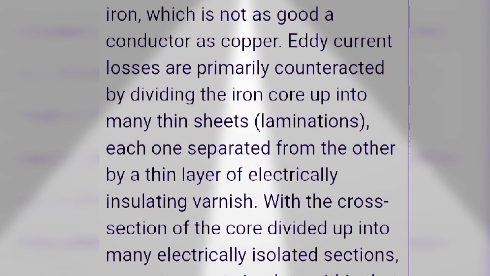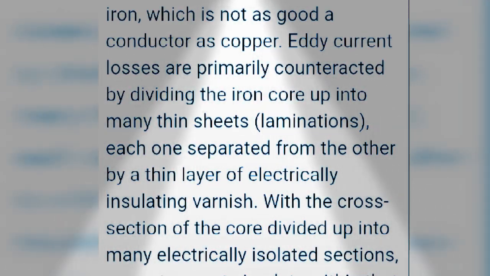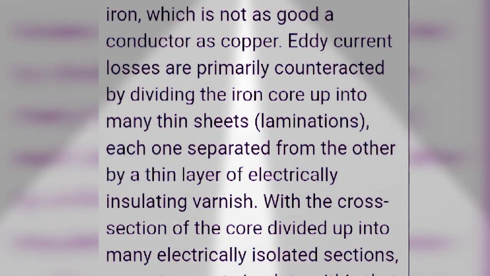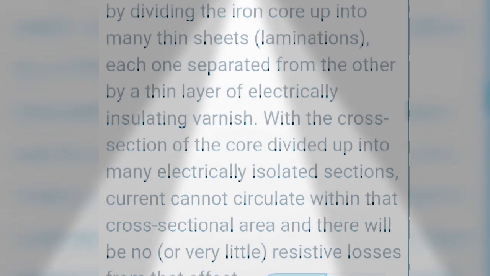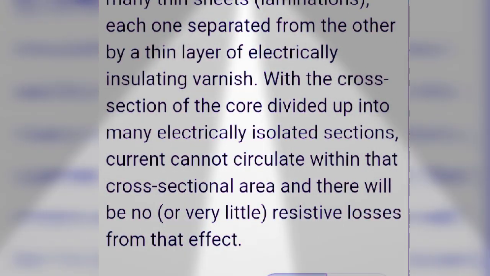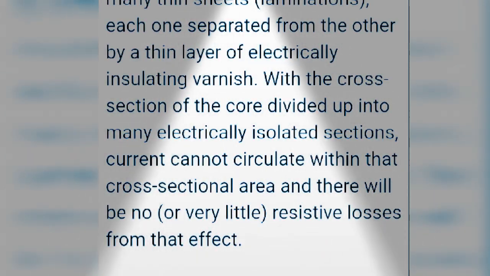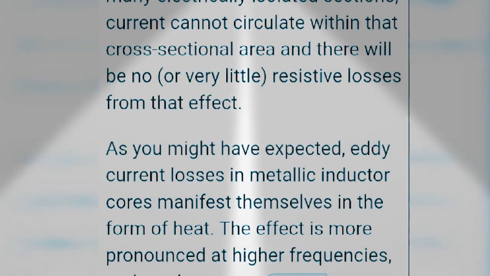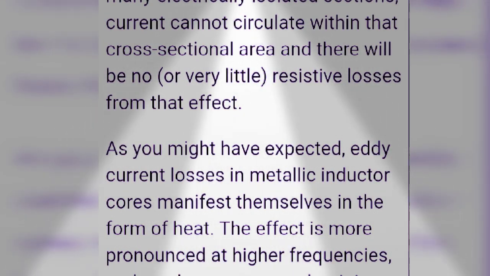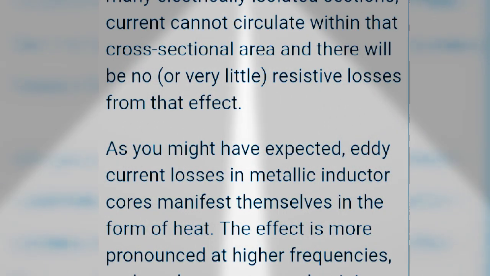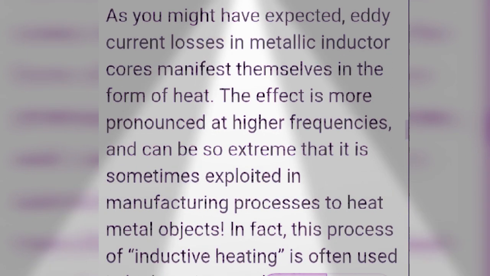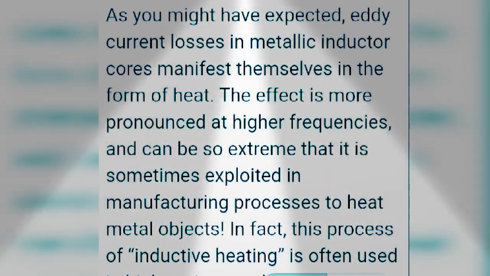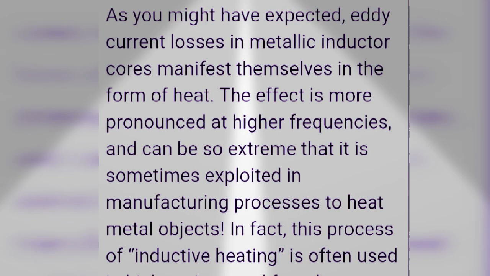electrical insulating varnish, so the cross-section of the core is divided into many electrically isolated sections. Current does not circulate within that cross-sectional area, and there will be very little resistive loss from that effect. As you might have expected, eddy current losses in metallic inductor cores manifest themselves as heat, and the effect is more pronounced at high frequency, and can be so extreme that it is exploited in manufacturing processes to heat metal objects.